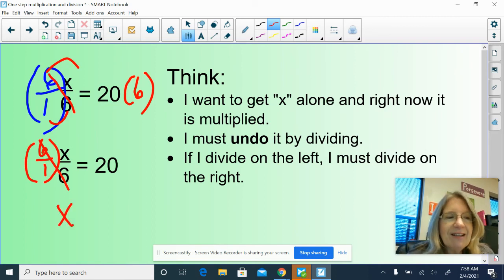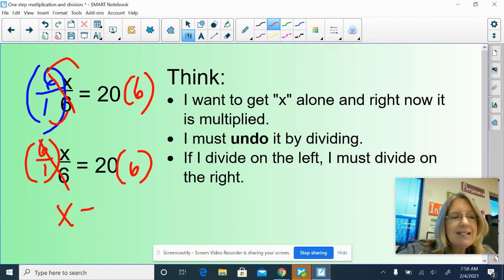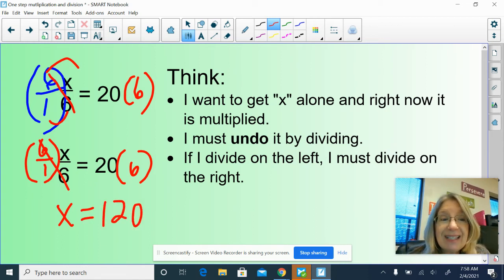If I multiply the left times 6, because right now it's being divided, so you have to undo it with the opposite of divide, which is multiply, times 6. So x is 120. Make sure you're showing the steps, guys.